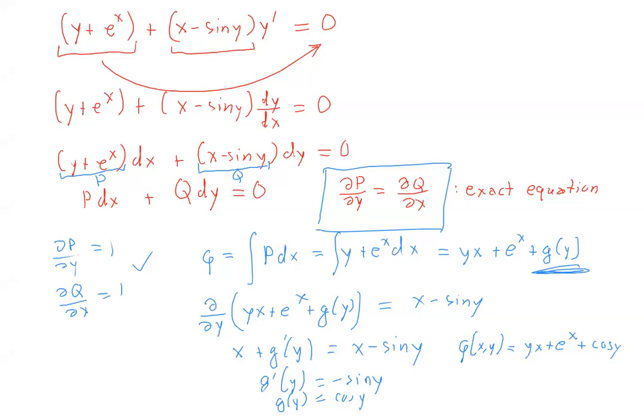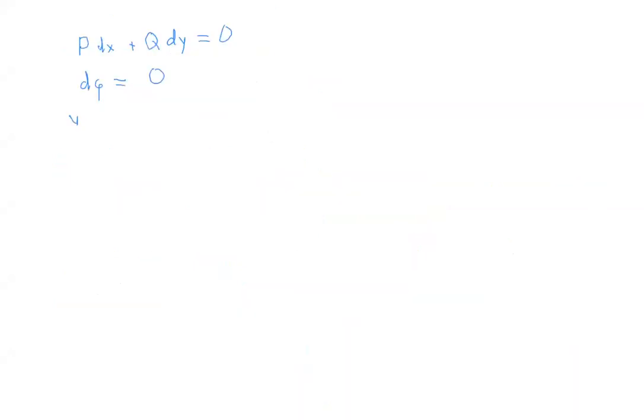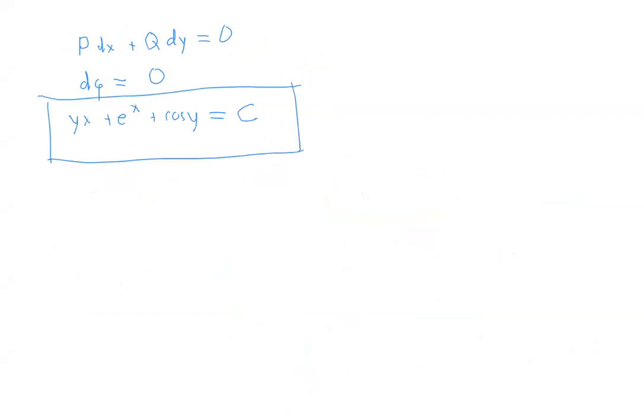So pretty much what we need to do is take the potential function that we found, yx plus e to the x plus cosine y, and make it equal to a constant. And that's your solution, which usually you expect to find a highly convoluted solution here.